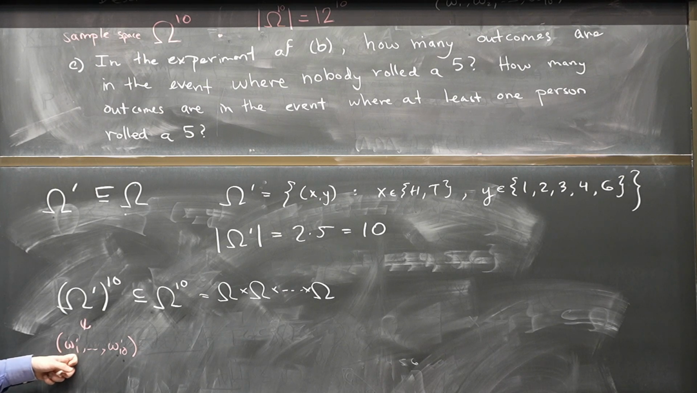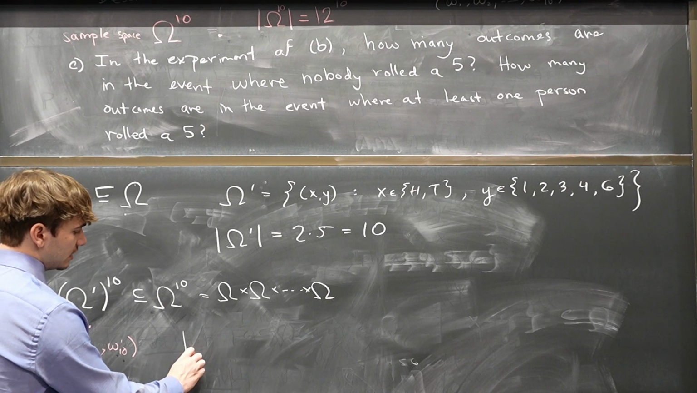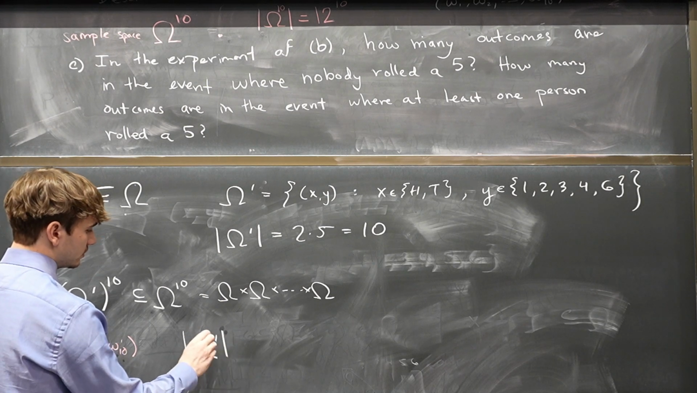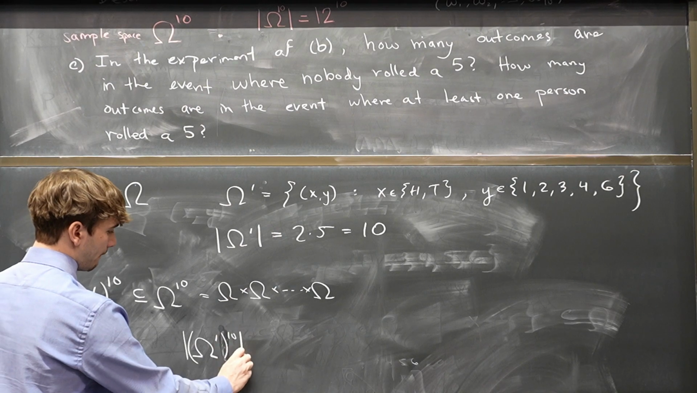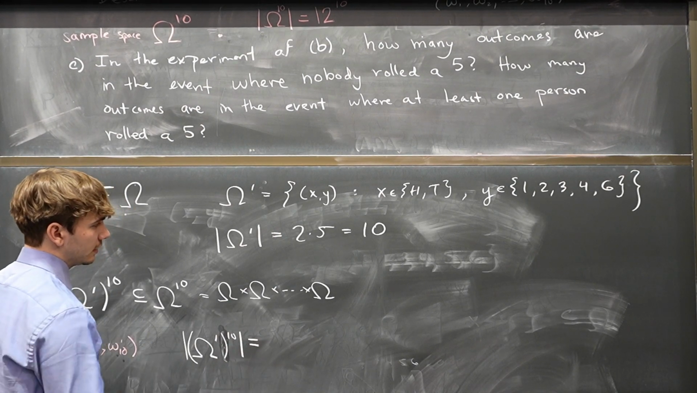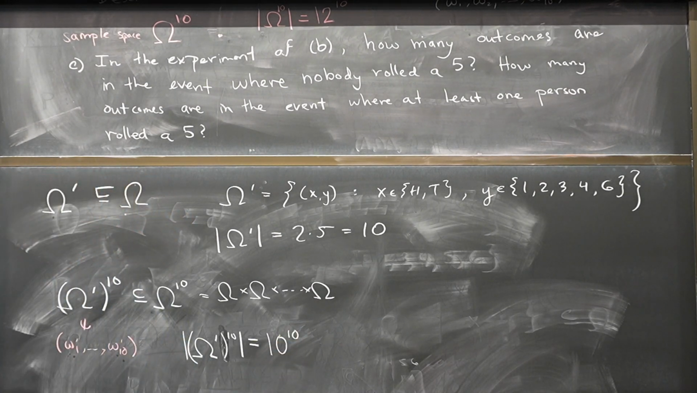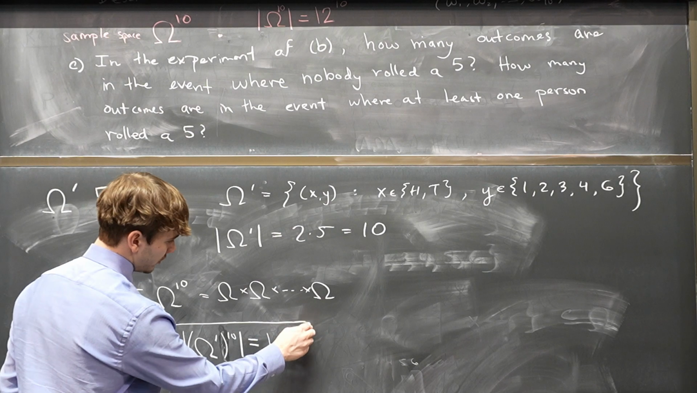In particular, each of the elements of this tuple represents the outcome of a person performing the experiment and not rolling a 5. Okay? So, by the same logic as the previous problem, we can recognize that the cardinality of omega prime raised to the power 10 is 10 to the power 10, okay? So this is the number of outcomes where nobody rolled a 5.